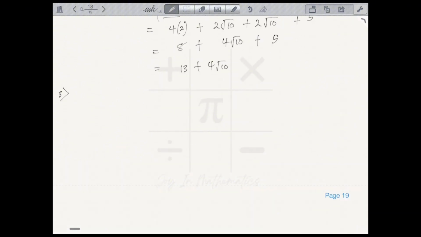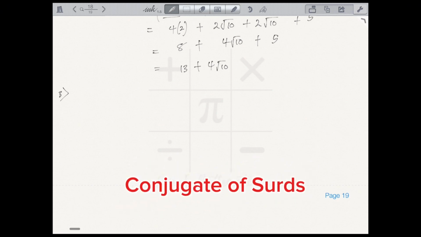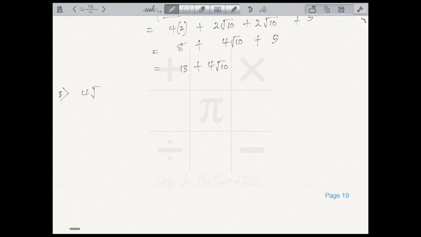Now this last question will lead us to our next video, which we call conjugate of surds. So let's multiply them out: 4 root 3 plus root 2 multiplied by 4 root 3 minus root 2. Therefore, we open up the brackets as usual. So this will be 4 root 3 multiplied by 4 root 3 minus root 2, plus root 2 is multiplying 4 root 3 minus root 2.